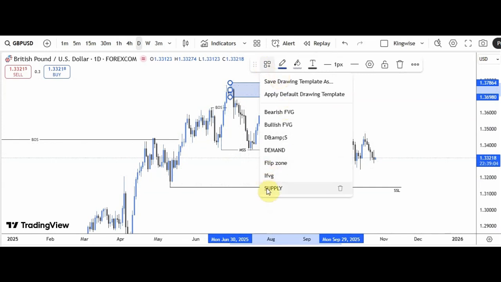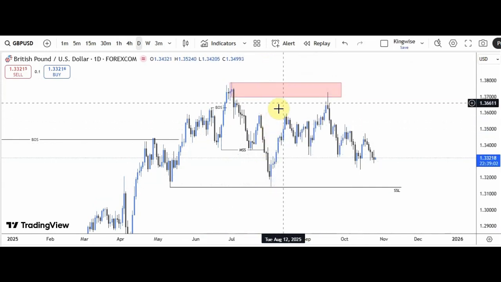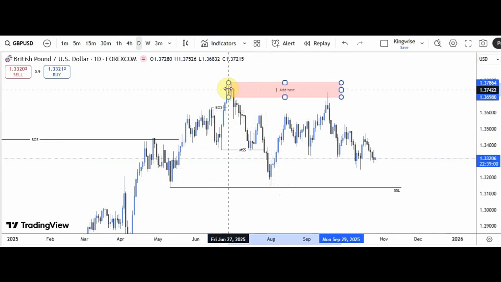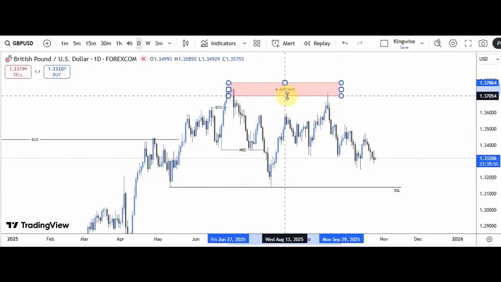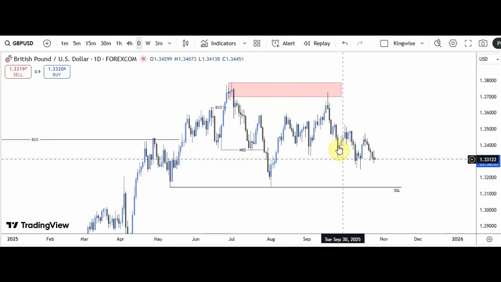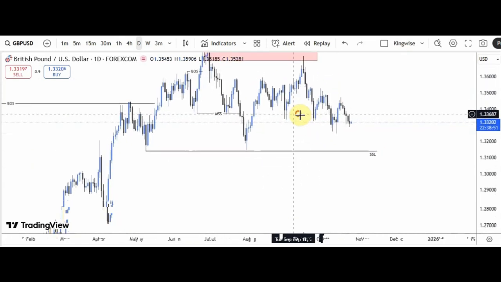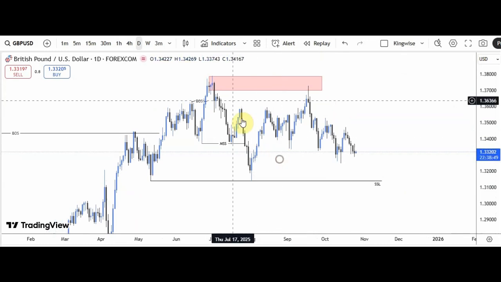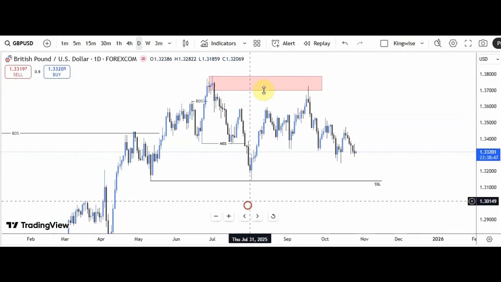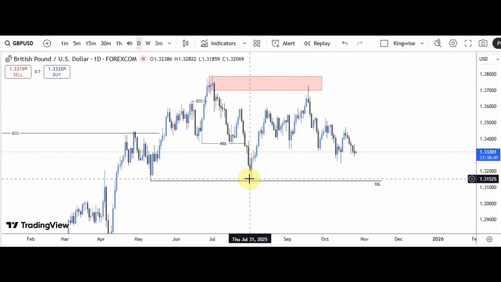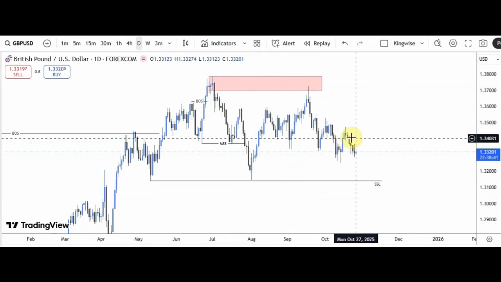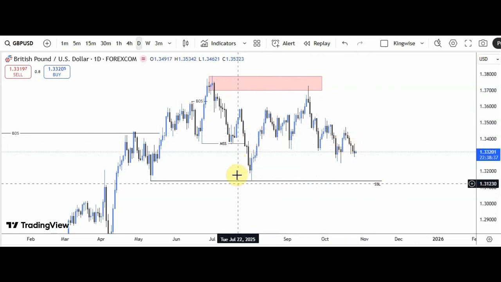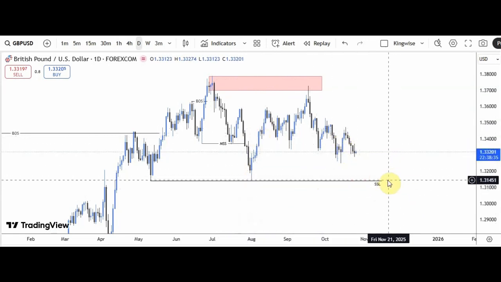Returned to the supply zone, and after returning to that supply zone, what happened? It sold massively to the downside. So having respected this demand, we'll be expecting price to take out this sell side liquidity. So I'm expecting price to come all the way down to take out this liquidity.